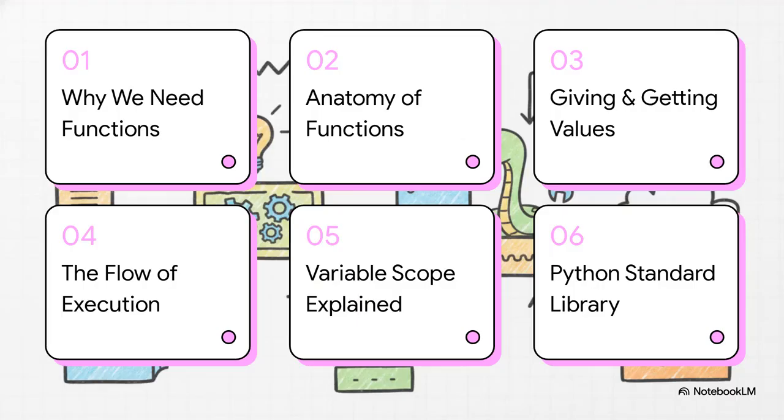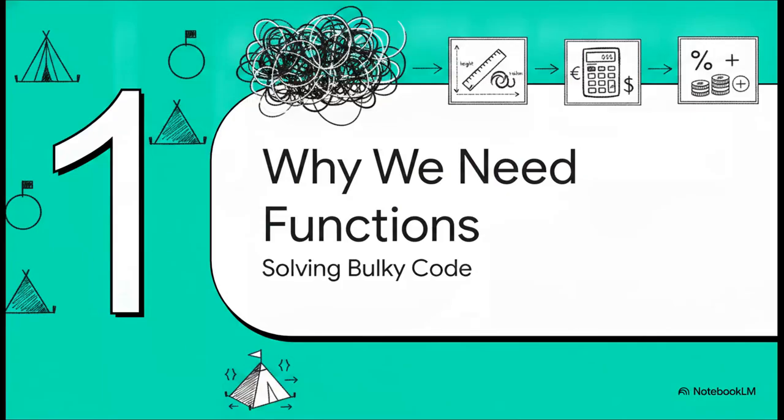Here's our quick roadmap for this explainer. First, why we need functions, then the anatomy of functions, giving and getting values, the flow of execution, variable scope explained, and finally, the Python standard library. Let's get to it. Section 1.